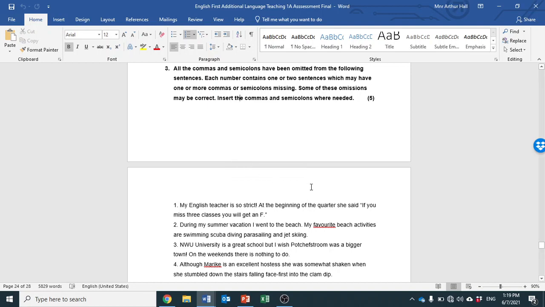Keep in mind, when you introduce speech, you can use either a colon or a comma. So there's no option of using the semicolon according to the instructions, so you add a comma in there before she starts speaking. Number 2, during my summer vacation, I went to the beach.